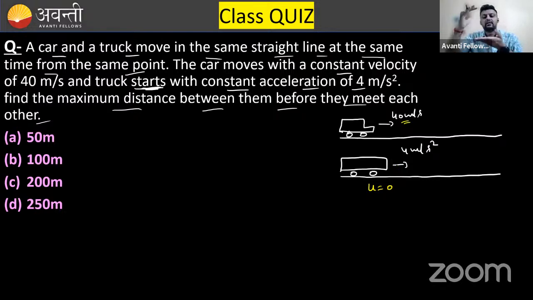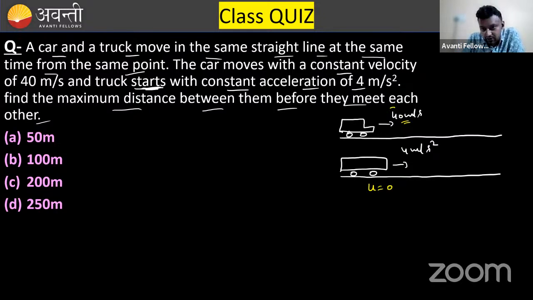Until the velocity of both becomes equal, the separation between them keeps on increasing. But once the velocity of both becomes equal, this is the time when the separation is maximum. And after that, the truck will try to cover up this separation, and ultimately it will catch the car. Are you getting my point?